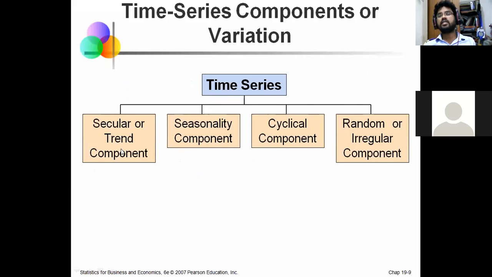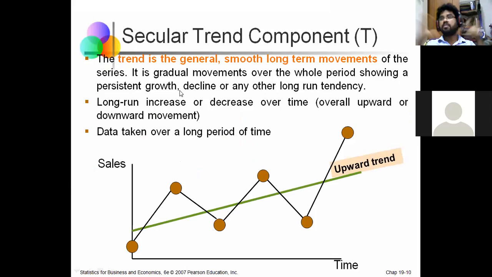So what is the secular trend? Secular trend is a long-term trend. When you take more observations, you will get a smooth trend, an upward trend or a downward trend. In the long term, you will get a smooth long-term movement. From the starting period to the ending period, in the middle you will get some fluctuations, but from start to end, you will get some upward or downward trend.